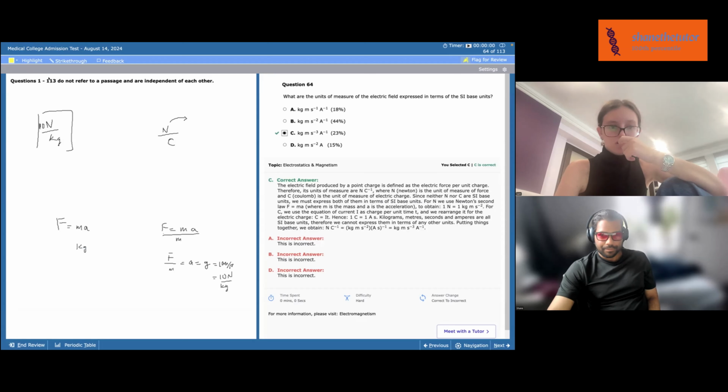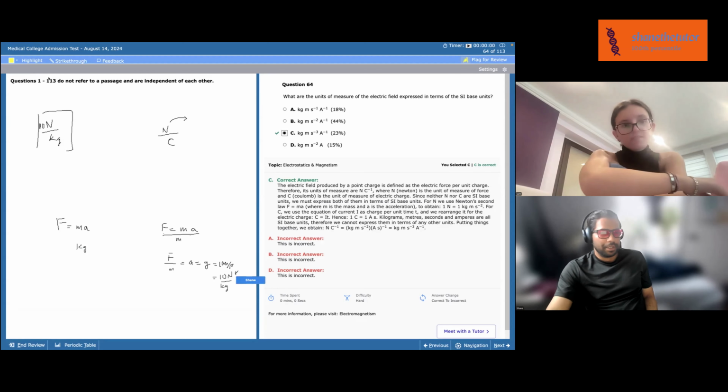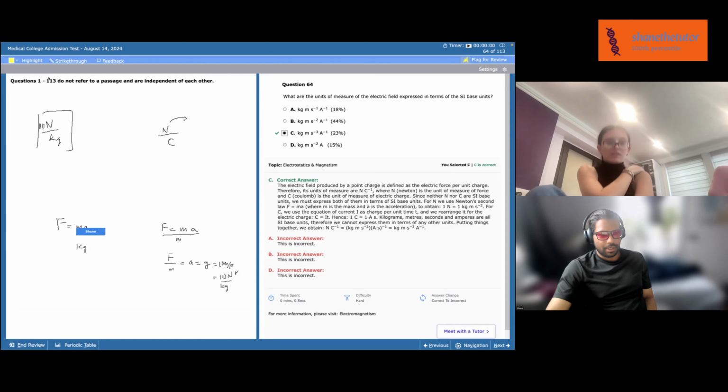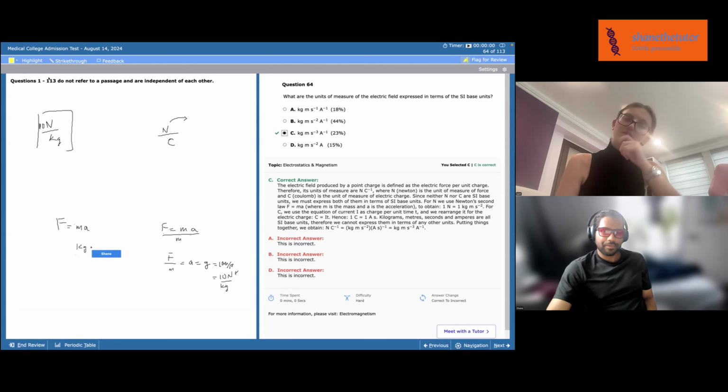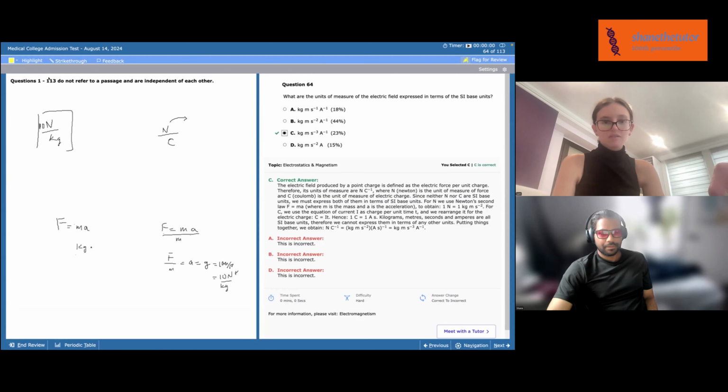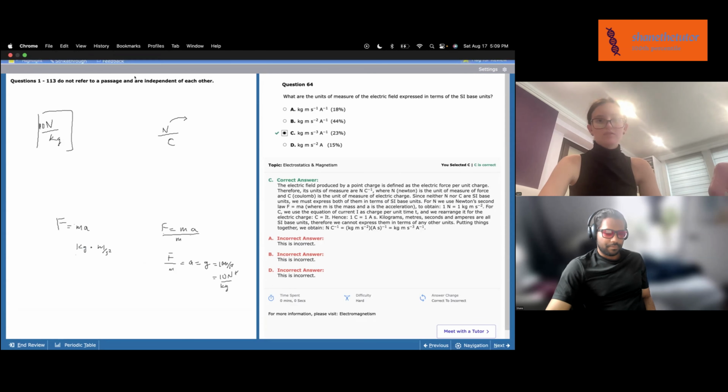And then the newtons can cancel. Wait, but I thought we needed coulombs. Oh no, I was just explaining why, so you see it this way also. Okay. But now, mass is in kilograms and then acceleration would be in meters per second squared, which is also m s to the -2, right?